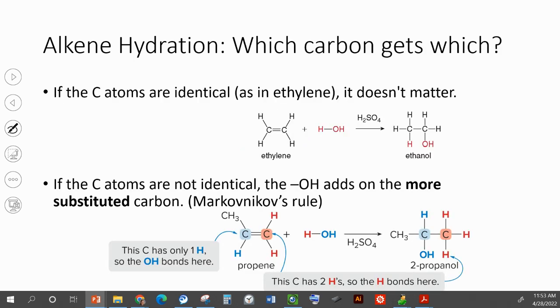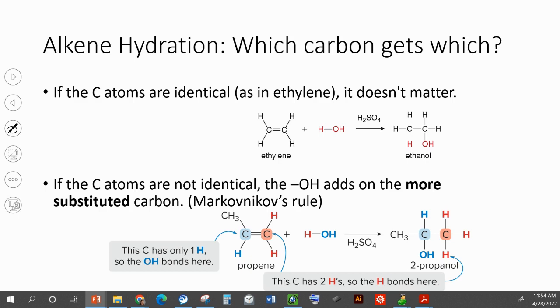which one it adds to. If it's a symmetrical molecule, it doesn't matter. If we flip this around, it's going to be the same product. But if we have something that's not the same, we use Markovnikov's rule, and he found, this is called an empirical rule because he saw it experimentally, this always happened. The OH group adds to the more substituted carbon. So if there's a carbon and it has other carbon things bonded to it, that's where the OH group is going to end up. If there's a carbon with only hydrogens, that's where the hydrogen is going to end up.